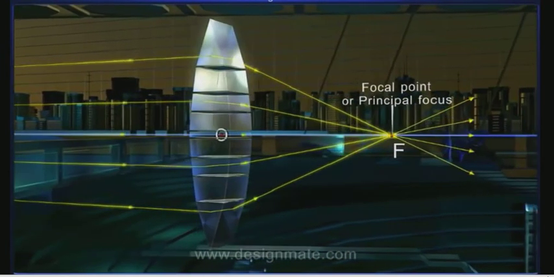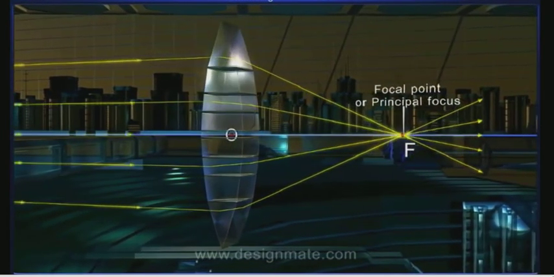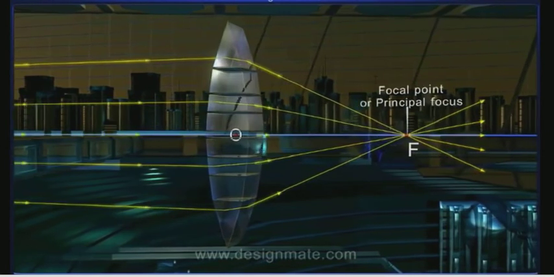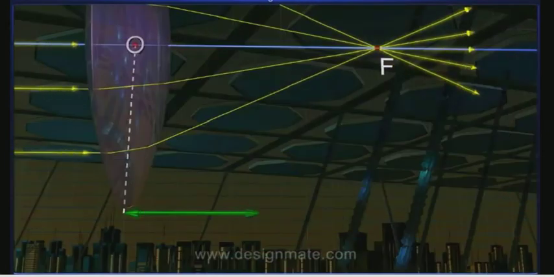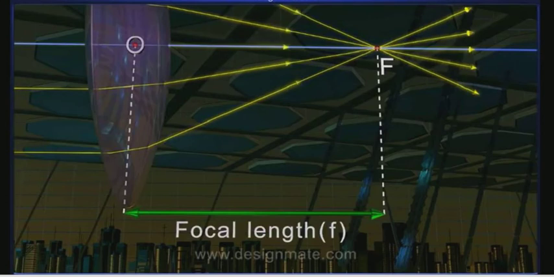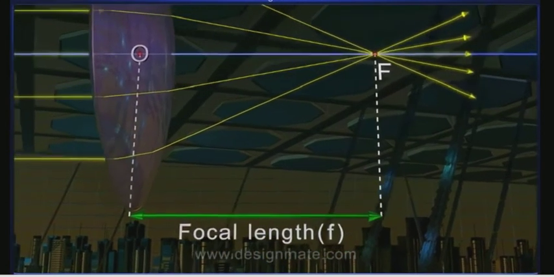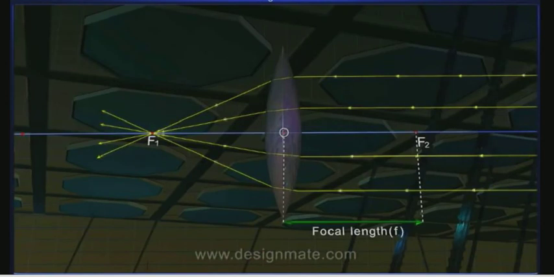The focal point of a convex lens is the point on its principal axis where the light rays incident parallel to the axis converge after refraction through the lens. The distance from the optical center to the focal point is called the focal length, f, of the lens, and is positive for a convex lens. A convex lens is a converging lens and has two real foci.